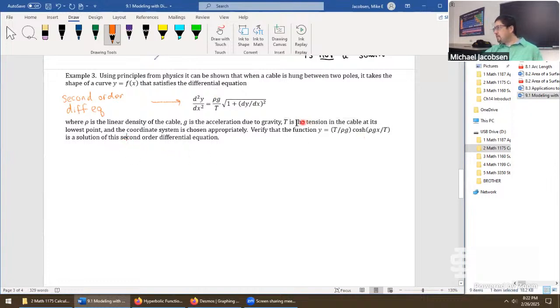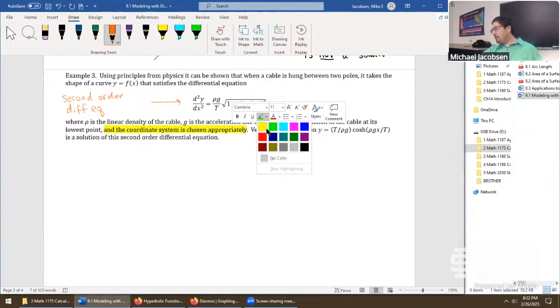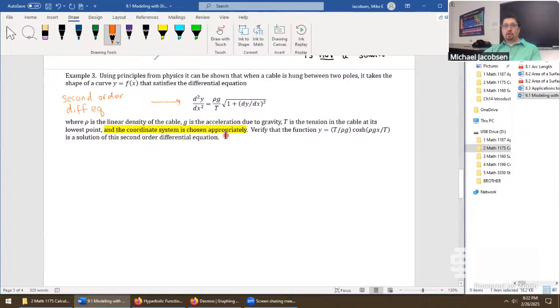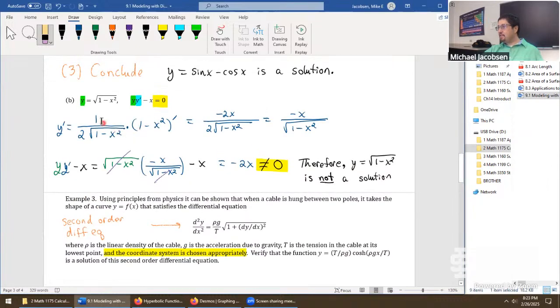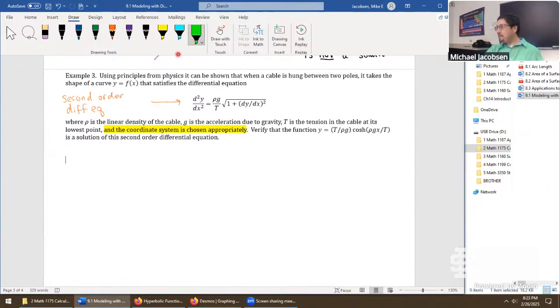It says next, T is the tension on the cable at its lowest point, where it's sagging the most. That's interesting. Here's the vague thing we might have to ask our physicists to clarify for us. And the coordinate system is chosen appropriately. Our author doesn't give us any information on that. He's just essentially saying, trust me, this is the right equation, and that's the solution to it. So when it says the shape of the curve from a cable hung between two poles is y equals f of x, that's the y equals f of x right there. Actually, let me double check my color coding. Function is green. Let's not change that right here. That'd be a bad call. So there's the function in green.